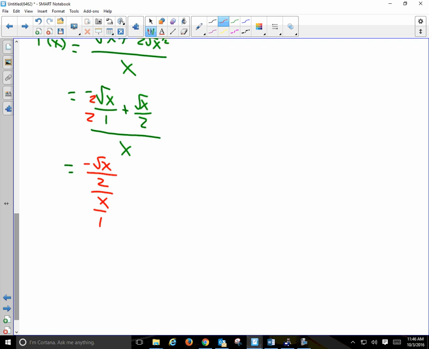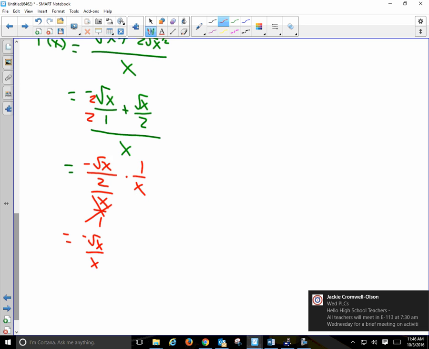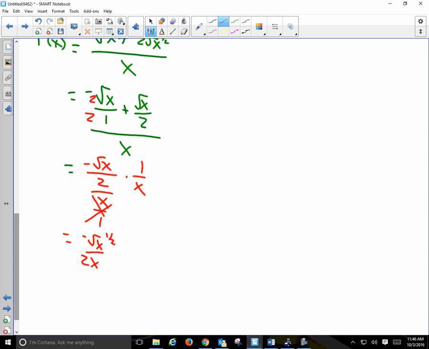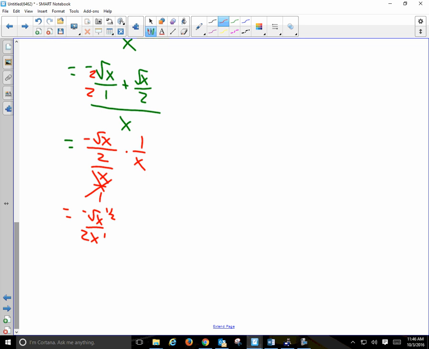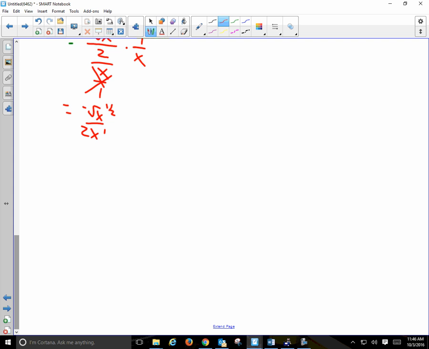Multiply by the reciprocal: negative root of x over 2x, excuse me, x to the 1/2 over x to the 1, so 1 minus 1/2. The 1/2, is it going to be in the numerator or denominator? Denominator. Yeah.